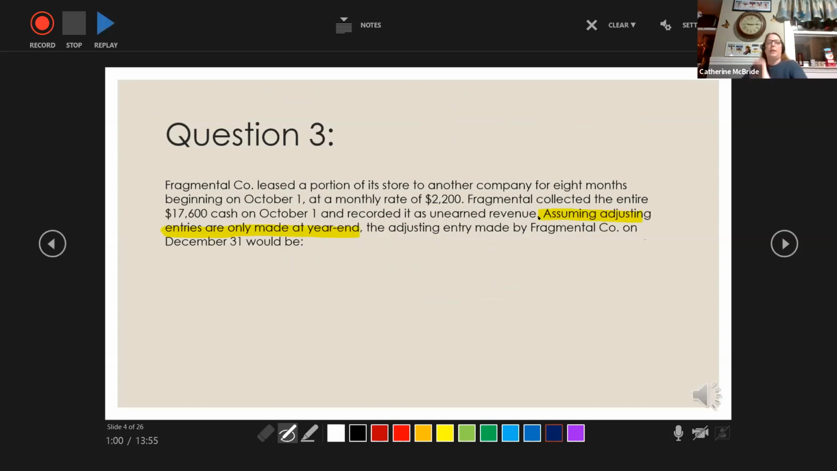Question number 3. Here we're going to want to know the adjusting entry. So now not just the expense, the whole entry. Fragmental company leased a portion of its store to another company for 8 months, beginning October 1st, at a monthly rate of $2,200. Fragmental collected the entire $17,600 cash on October 1st and recorded it as unearned revenue. So we have to think about, what did we do when we collected that cash? On October 1st, we would have recorded cash and unearned revenue.